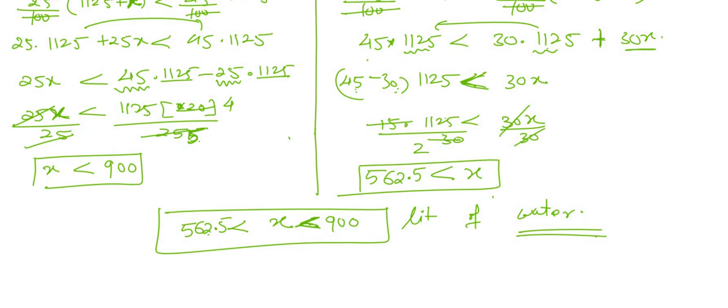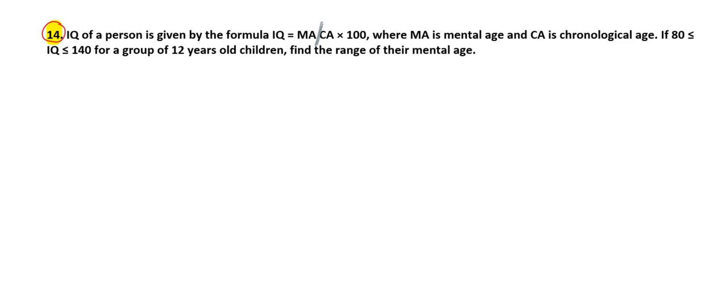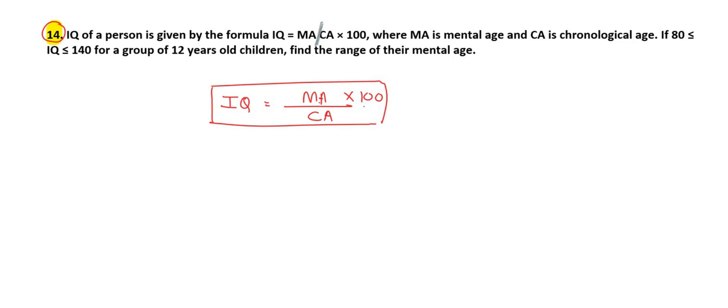Next question. Here is the last question of your miscellaneous exercise. They are saying the IQ of a person is given by the formula mental age by chronological age into 100. So this is the IQ formula, mental age by chronological age into 100. So they are saying IQ has to be more than or equal to 80 but less than 140 for 12 years of age of children. 12 years means chronological age is 12 years. Chronological means actual age in years is 12 years.